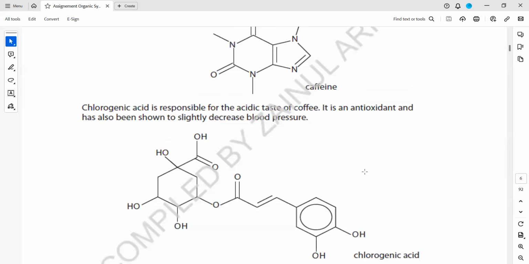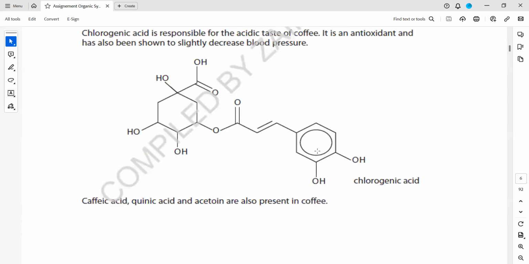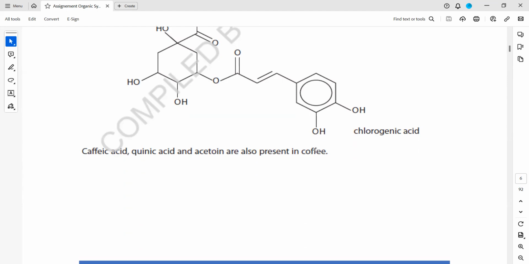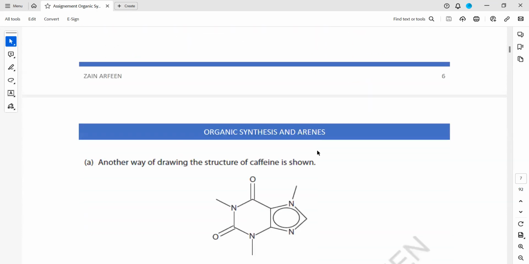So chlorogenic acid is responsible for the acidic taste of coffee, and it is an antioxidant. It has also been shown to slightly decrease blood pressure. And caffeic acid, quinic acid, and aesculin are also present in the coffee, as you can see here.